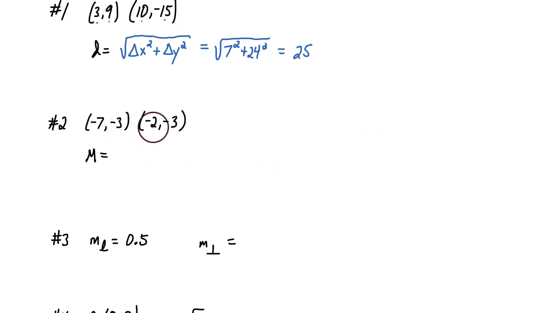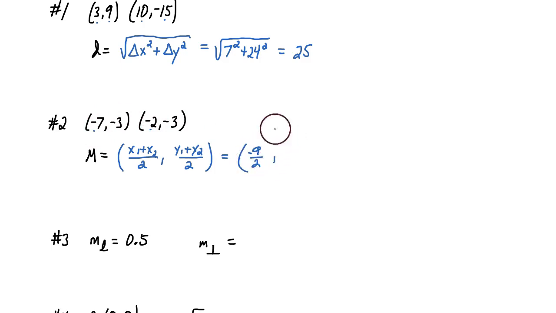Number 2, for these ordered pairs, find the midpoint. So the formula is to add the x's together and divide by 2, and add the y's together and divide by 2. Negative 7 and negative 2 makes negative 9 over 2. And then for the y's, negative 3 and negative 3 makes negative 6 over 2. Now we can reduce. This is negative 9 halves, or negative 4 1/2 as a mixed number, comma, negative 3.